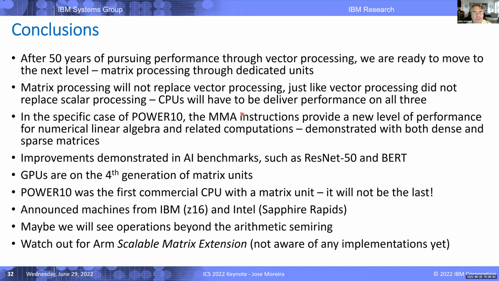And the other development that I ask people to take a look at is the ARM Scalable Matrix Extension. You may be familiar with the Scalable Vector Extension, which has been implemented several times, but they have announced and published, for version 9 of the architecture, a Scalable Matrix Extension. I'm not aware of any implementations yet, but they could be coming. I want to see what they do with that. Looks very exciting.